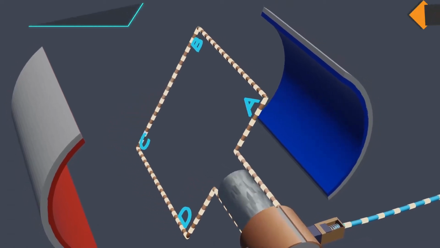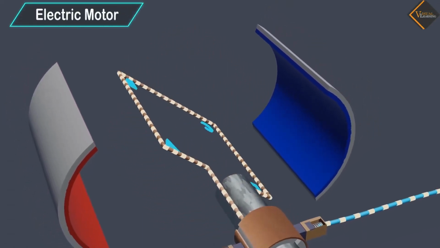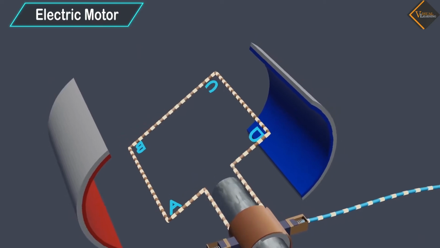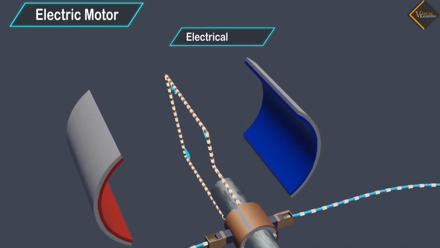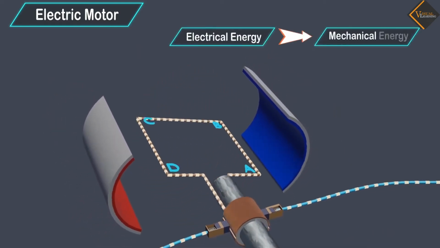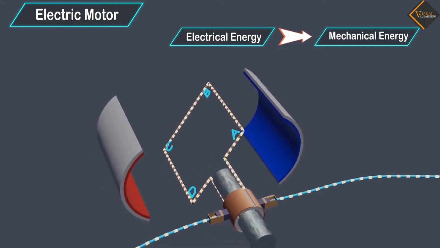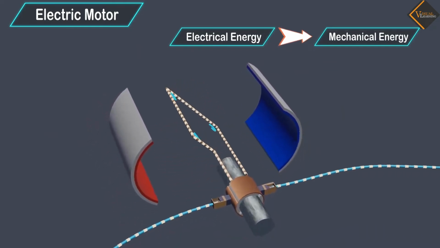In this video, we will understand electric motor. An electric motor is a rotating device that converts electrical energy to mechanical energy. Let's understand how does an electric motor works.